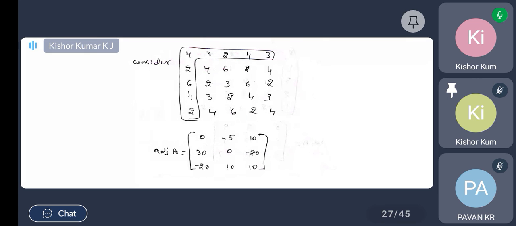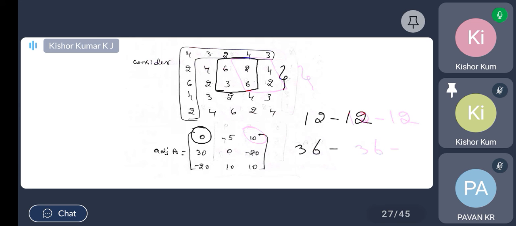So the same procedure. After considering this, go for the first two rows, and in that take the first four elements: 3 4s are 12 minus 6 2s are 12. 12 minus 12 will give us 0. Again the next four elements: 6 into 6, 36 minus 3 2s are 6. 36 minus 6 is 30.